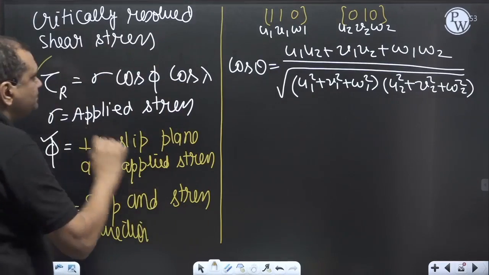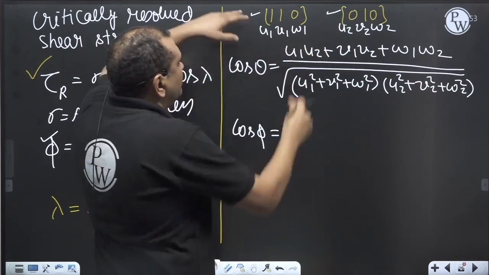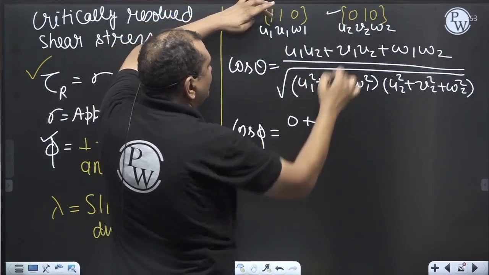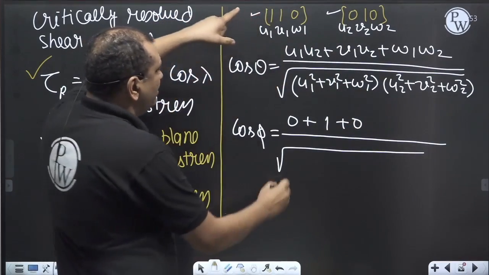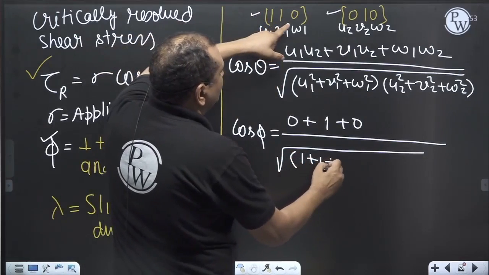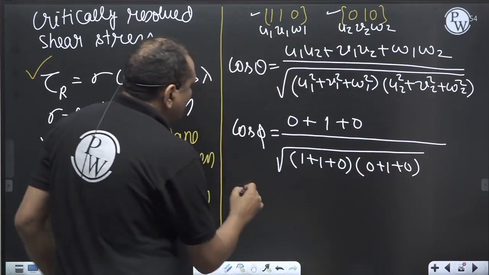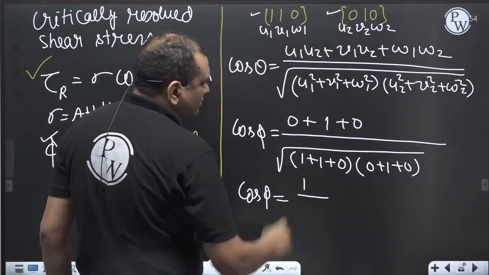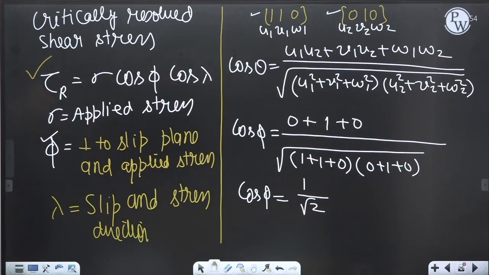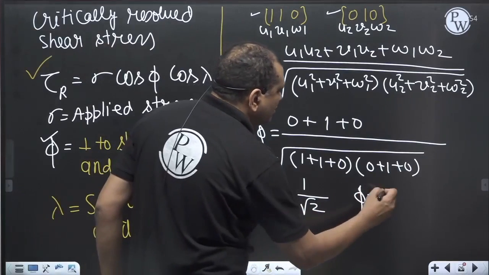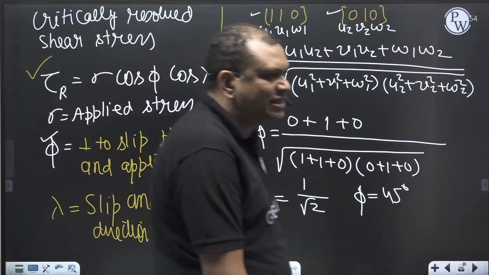Now you have to calculate phi. So cos phi is equal to U1 U2. So 1 into 0 is 0, V1 V2 is 1, W1 W2 is 0, divided by under root of U1 square which is 1, U2 square which is 0, plus V1 square which is 1, plus 0. So cos phi is equal to 1 divided by under root 2, correct? So phi is equal to 45 degrees.